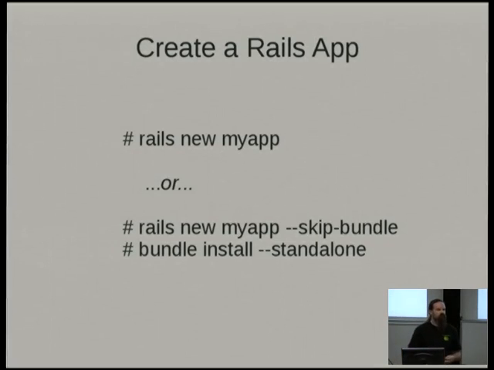Possibly you don't want to do that. You may not want to clobber whatever's already on your system. And so instead you can run rails new myapp --skip-bundle, and it won't do that. And then later you can go bundle install --standalone, and all of your dependencies will be pulled into a subdirectory of your application. They won't be clobbering whatever's on your system globally.